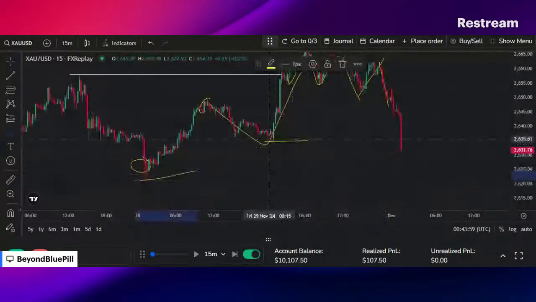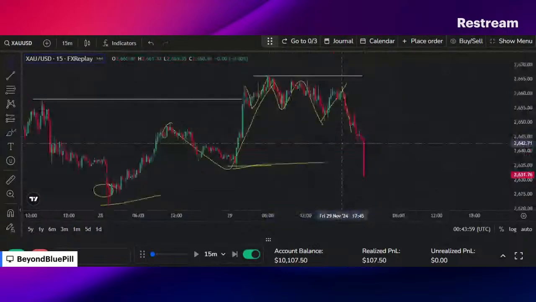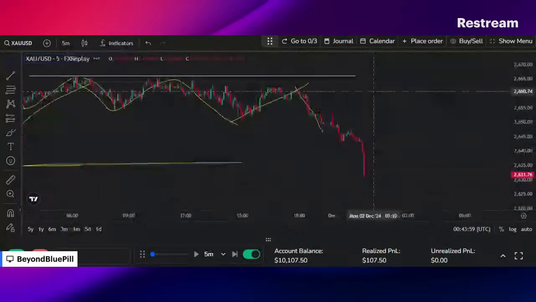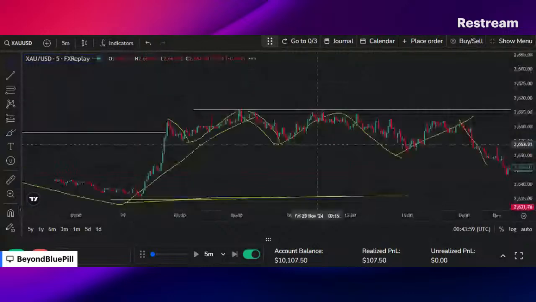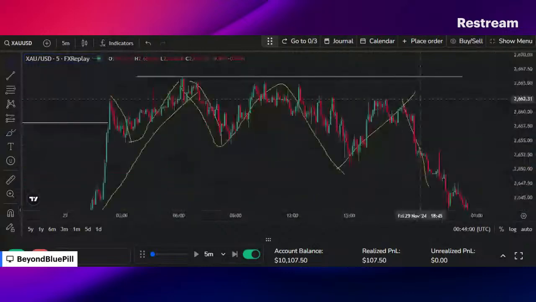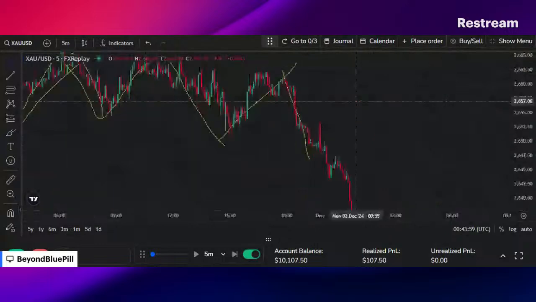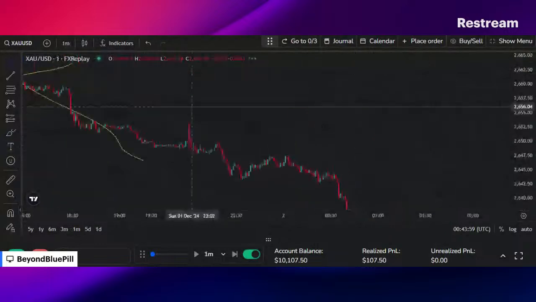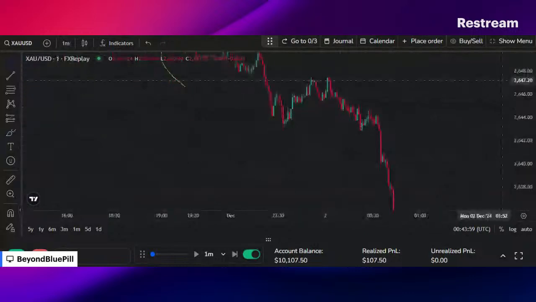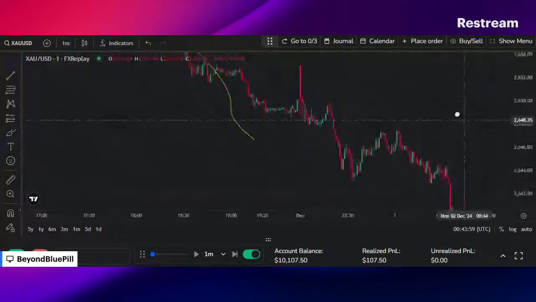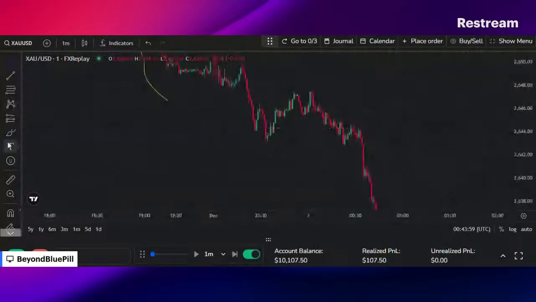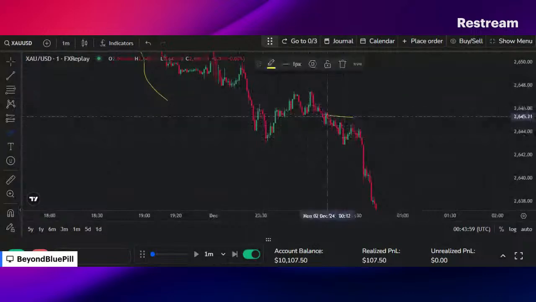But we have our target here, and I was looking at what structure was saying while going down. That's how you determine your bias, and then you look at price, and based on that you take your entries. And I took an entry here. I was looking at the 1 minute. Where was my entry? Oh yeah, I took my entry here to grab that.